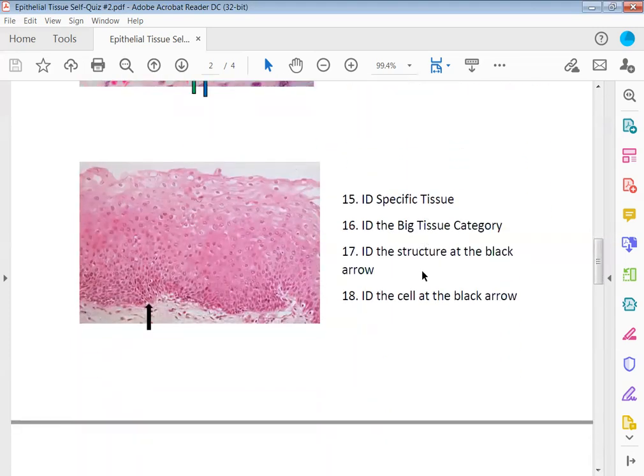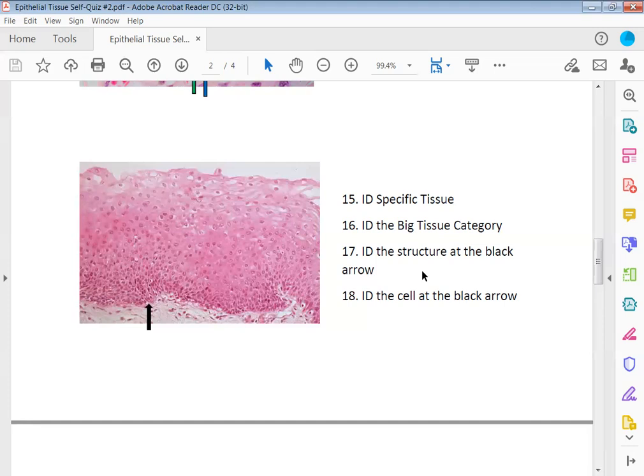Going down to our tissue here with questions 15 through 18. 15, identify the specific tissue. The specific tissue here would be stratified squamous epithelium. Number 16, identify the big tissue category. Number 16, the big tissue category would be epithelial or epithelium.